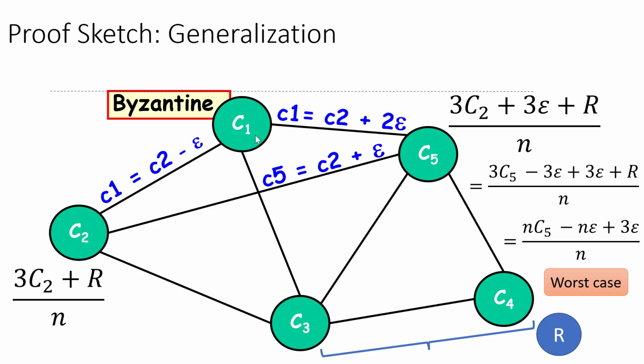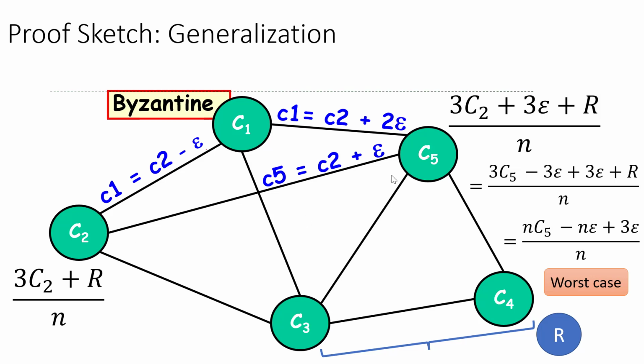Here you assume that these are the values that are being exchanged. Instead of C1, C2, C3, we have C1, C2, C5, but this is exactly the same case. C1 is the node that is lying. C1 is telling C2 that C1 is actually C2 minus epsilon. C1 is telling C5 that C1 is actually C2 plus 2 epsilon.